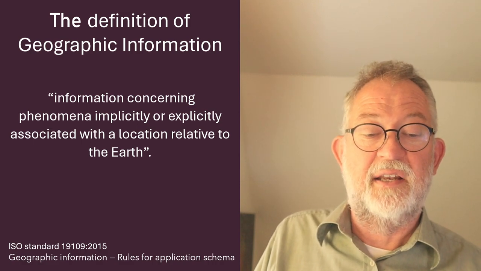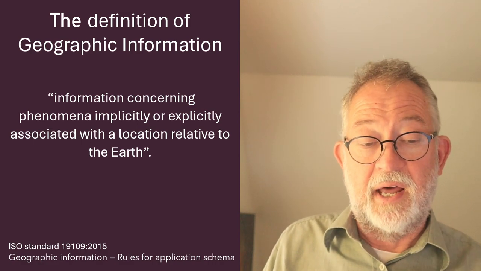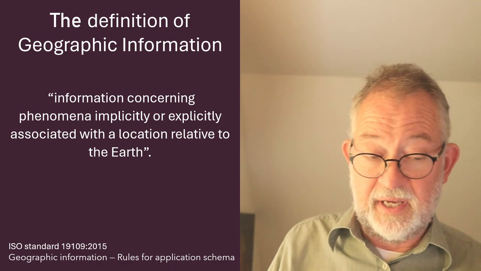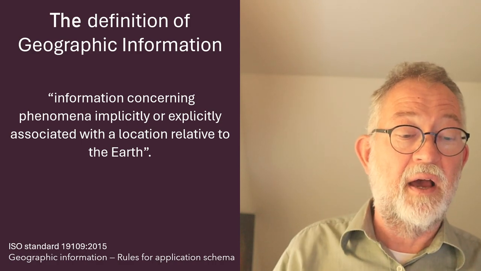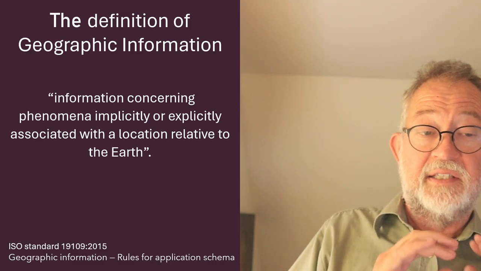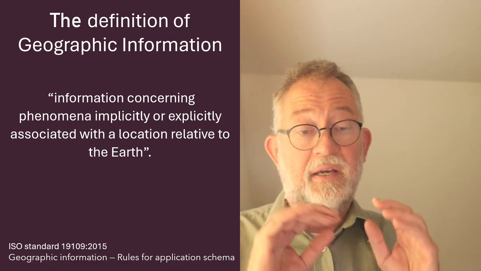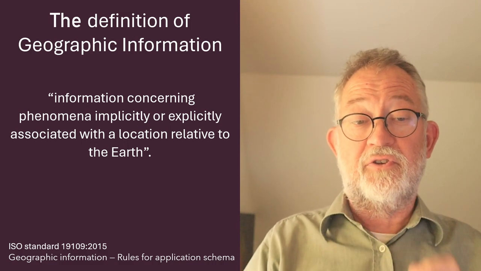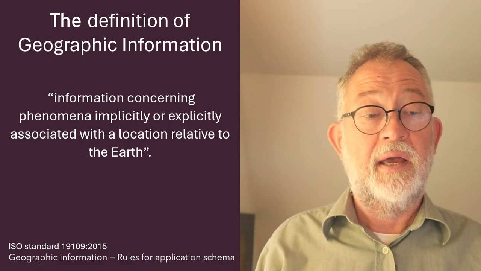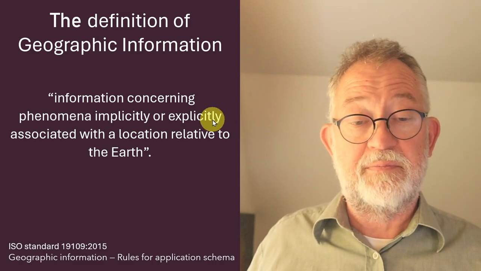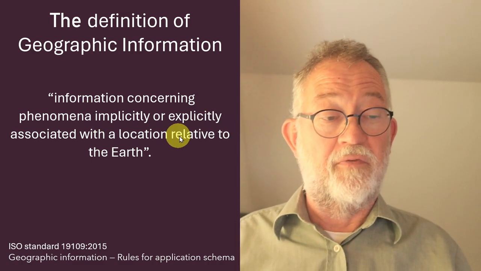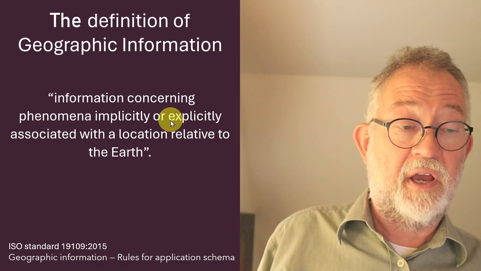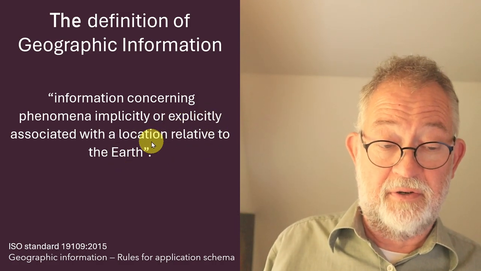So the ISO standard 19109, which is the one that defines what geographic information is and so-called schema of applications, says that geographic data is information concerning phenomena implicitly or explicitly associated with a location relative to the Earth. So today I'll be talking about explicit association.